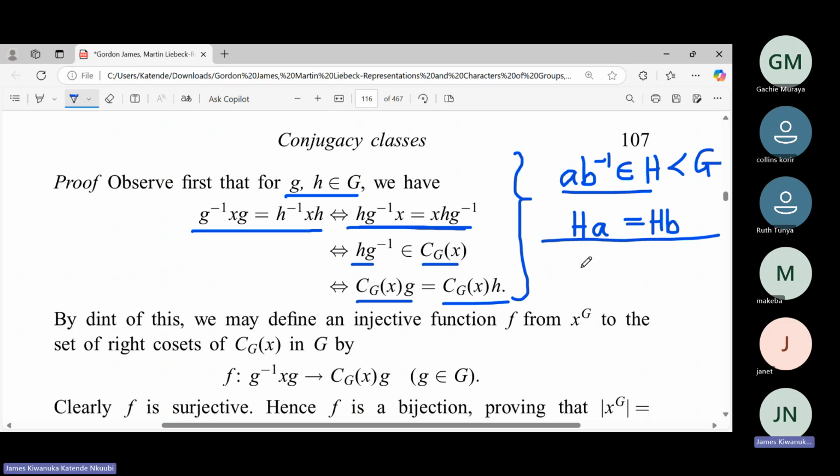You can show it in the reverse form, where if A inverse B is in H, then this second case gives you the equivalent for the left cosets. You have to be careful where the inverse is. If it's on the first term, you're talking about the left cosets. If it's in the second term, you're talking about the right cosets. But they're all useful, left or right.